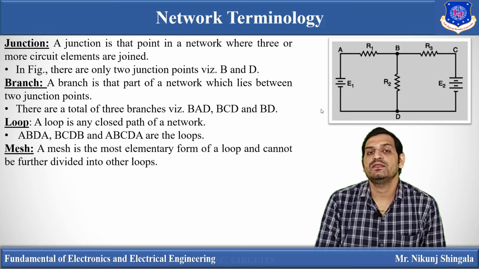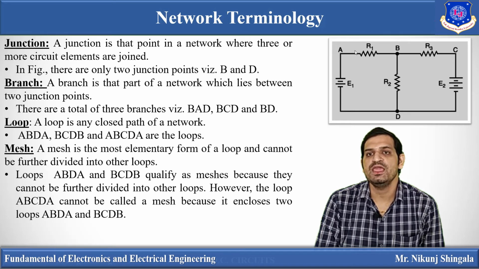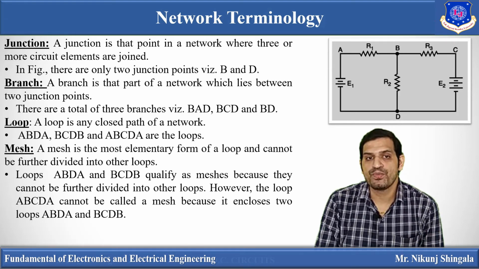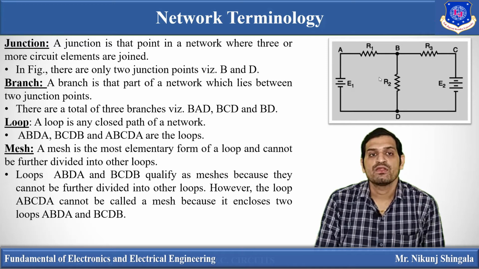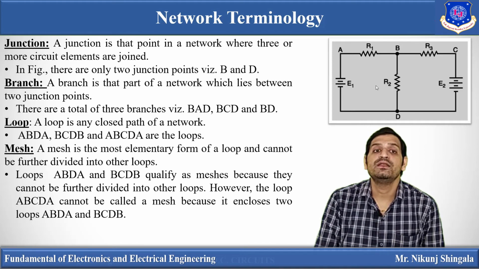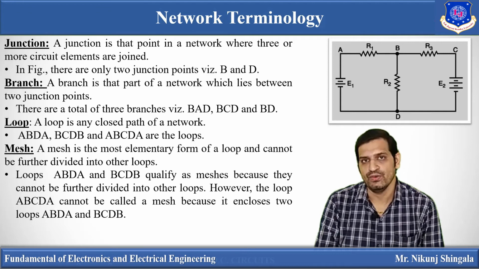Mesh. It is the most elementary form of the loop which cannot be further divided into other loops. So mesh is a part of the network which is a loop, but it cannot be further divided. In the given circuit, ABDA and BCDB are meshes because they cannot be further divided into loops. ABCDA cannot be called a mesh because it consists of two loops, that is ABDA and BCDB. So mesh is a kind of loop, but it cannot be further divided into other loops.